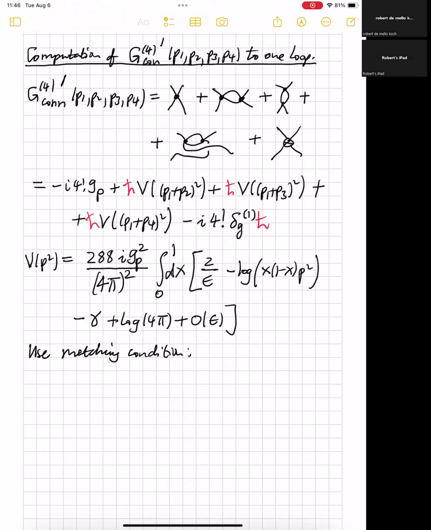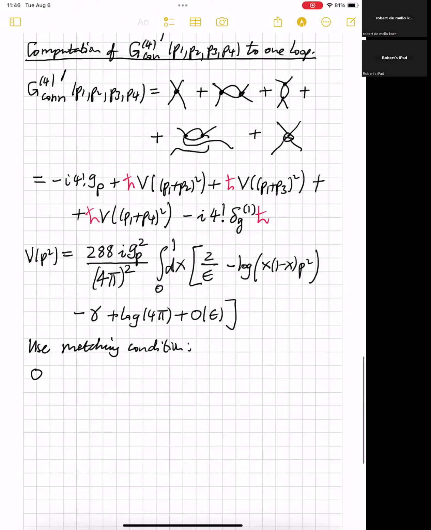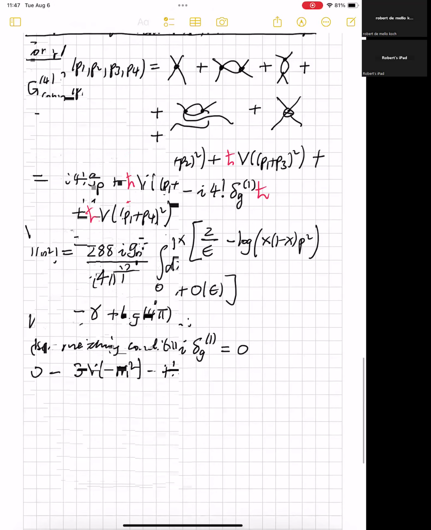So the matching condition is telling us to set all of the additional stuff to 0 at p1 squared, (p1 plus p2) squared equals (p1 plus p3) squared equals (p1 plus p4) squared equals minus m squared. So we set all of those h bar terms to 0. So the matching condition says 0 is equal to, I've just added up the 3 B's, minus 4 factorial i delta G1 equal to 0. And I've dropped the h bar because everything was order h bar in this equation.